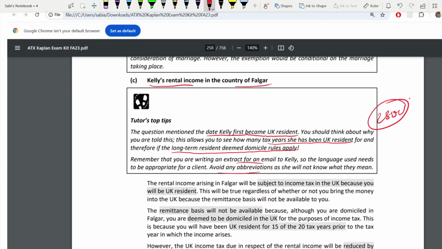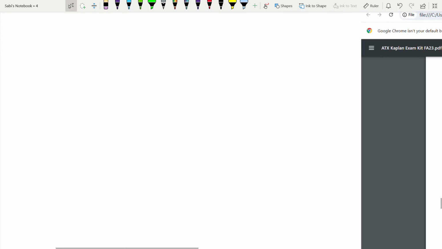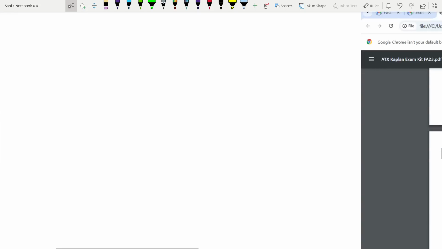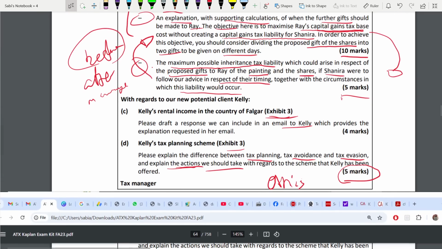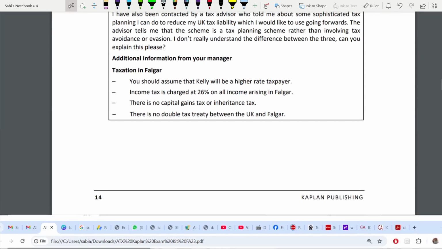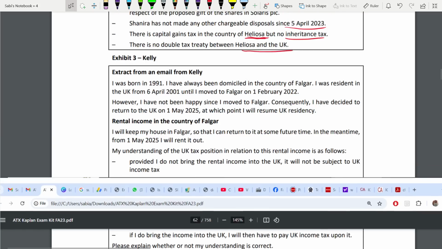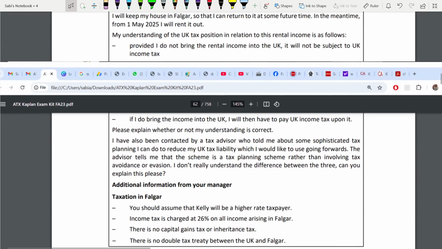So first, we'll read Exhibit 3. Kelly is also a higher rate taxpayer. This is some information. Income is charged at 26% in Fulgur. No capital gains tax or inheritance tax. No double tax treaty between UK and Fulgur. Done.